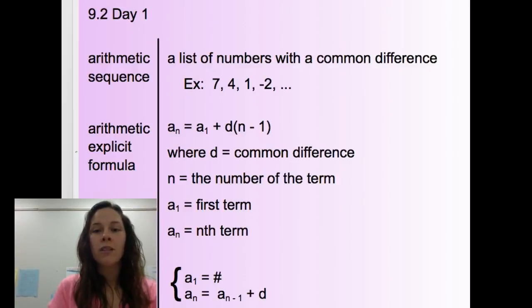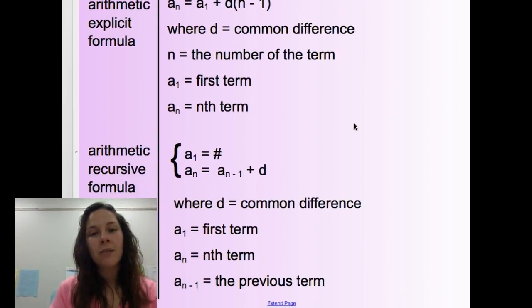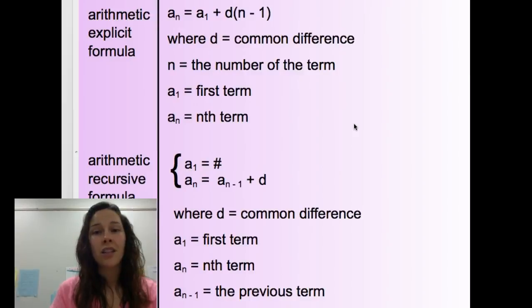There's two types of formulas that we can use for an arithmetic sequence. The first is a bit easier to use and a bit easier to understand. It's called an explicit formula. What this allows you to do is find any term in the sequence that you want to.